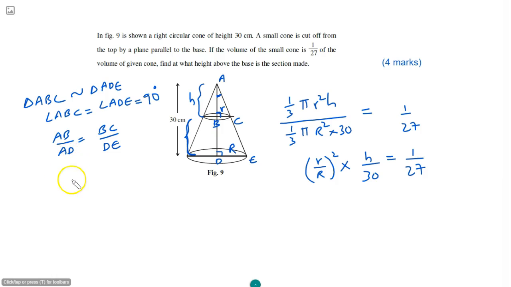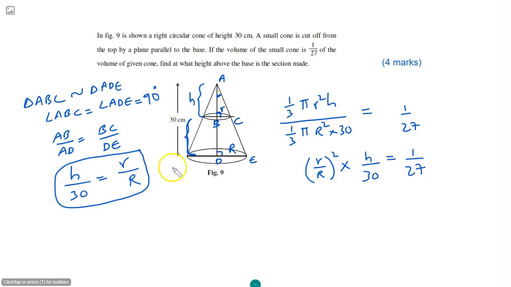AB is h because that's the height of the small cone. AD is 30, given. BC is the radius of the small cone and DE is the radius of the original cone. So we have h by 30 is equal to small r by capital R. We are trying to find the height where the section is made. So we are looking for this height. You can find that height by subtracting h from 30. So let's remove the r by R part from this equation. You know that r by R is equal to h by 30 from here.